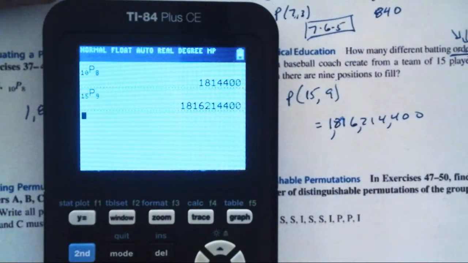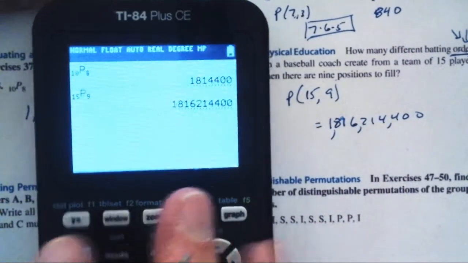So we have 1 billion different batting orders. Again, somewhat perhaps surprising.